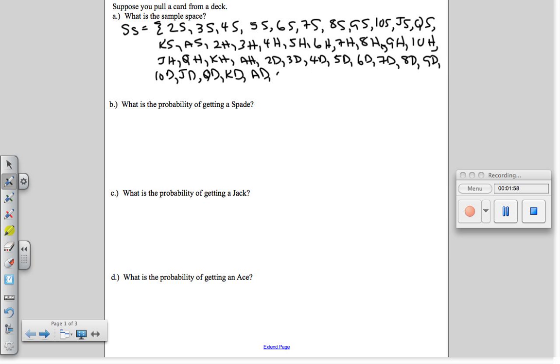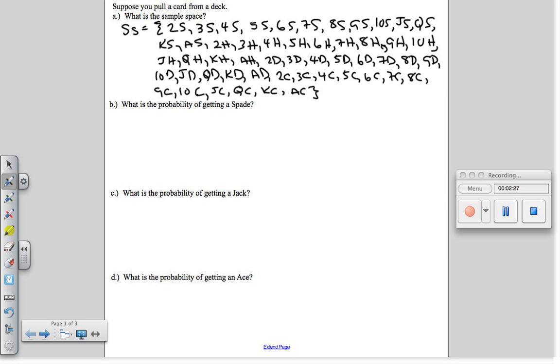And lastly, you can get the 2 of clubs, 3 of clubs, 4 of clubs, 5 of clubs, 6 of clubs, 7 of clubs, 8 of clubs, 9 of clubs, 10 of clubs, Jack of clubs, Queen of clubs, King of clubs, and Ace of clubs.